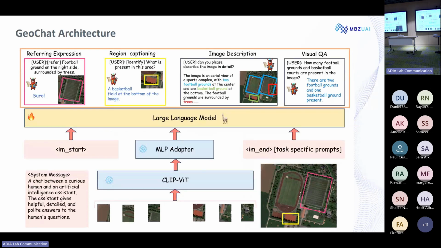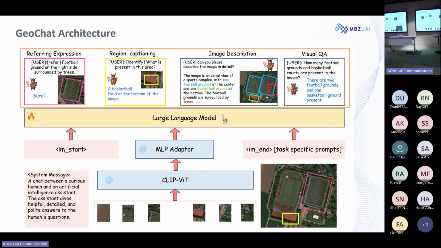I will quickly talk about the architecture of GeoChat. I will start from the bottom. Given the remote sensing image, the model first tokenizes it, and then we pass it to a vision encoder to get the visual features. In our case, we use the CLIP ViT model. Once we have these vision features, we use an MLP adapter network to project or map these vision features into a space which the LLM can understand. After these projected features, we enclose them in specialized tokens called IM_start and IM_end, and then we append a task-specific identifier or task-specific prompt.